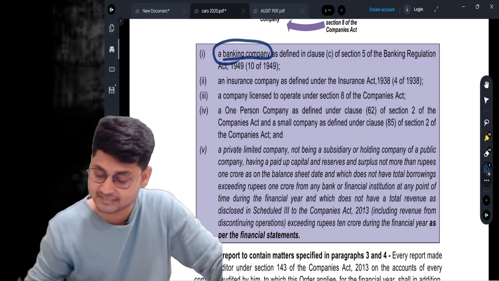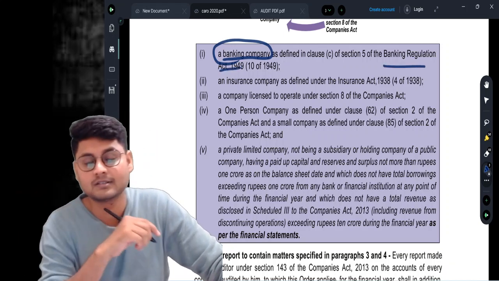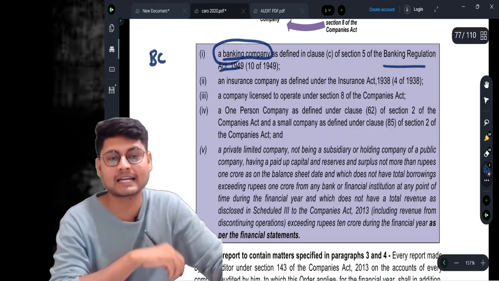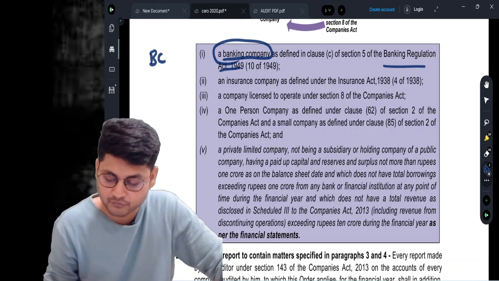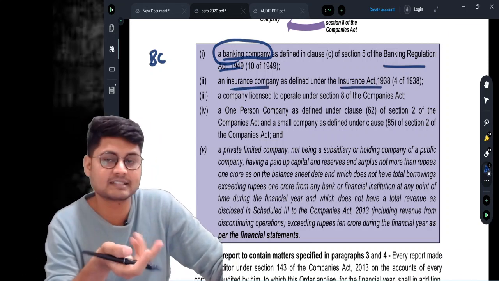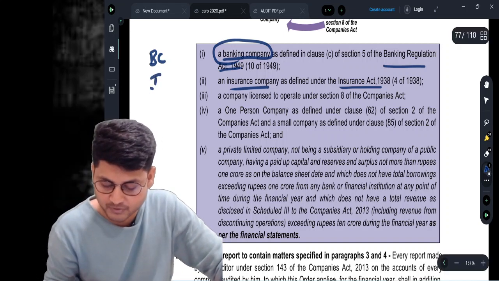So if additional requirements are set by the Banking Regulation Act, then they need to follow that, not this CARO 2020. For a banking company, is CARO applicable? No, it is not applicable. For an insurance company, there is a separate act called the Insurance Act 1938. Hence CARO 2020 is not applicable for an insurance company also. This is point number 2.